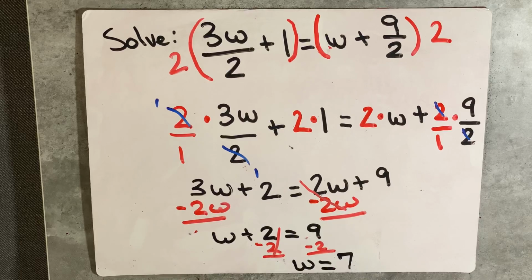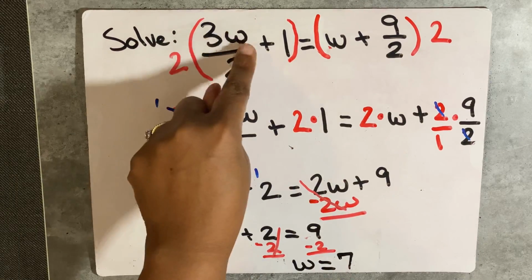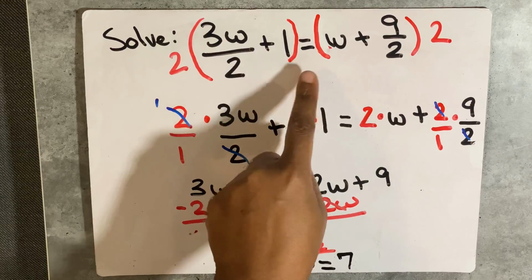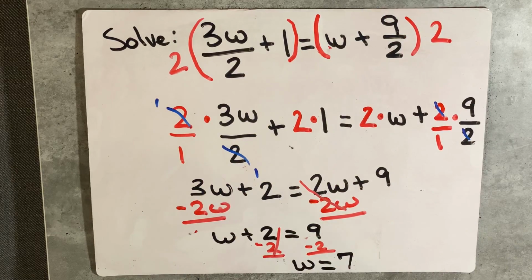Now you can check the work. You can put the 7 back into the original problem and say 3 times 7 divided by 2 plus 1 is going to equal 7 plus 9 over 2, whatever that ends up being. I'll leave that there for a second.